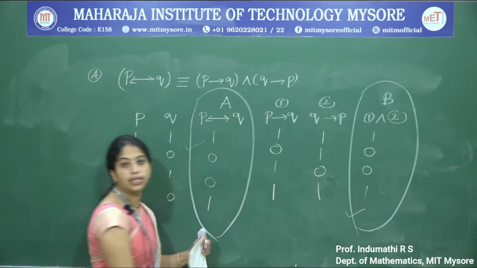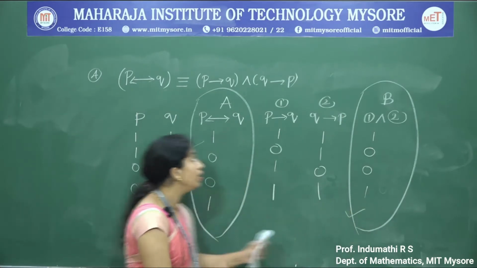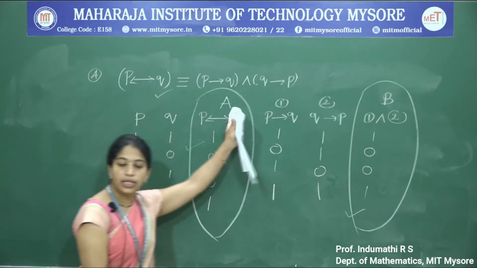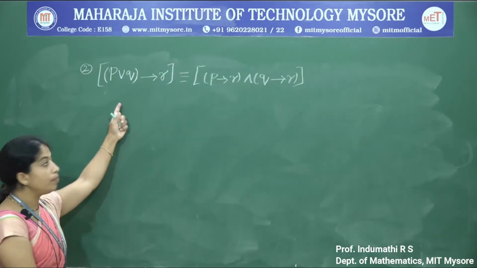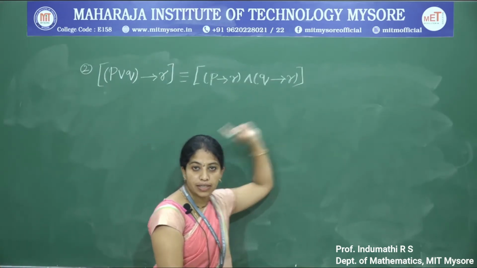Are the truth values similar? Yes. Therefore these 2 compound propositions are logically equivalent. The LHS part is logically equivalent to the RHS part.